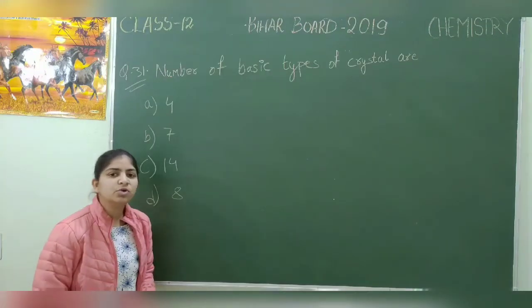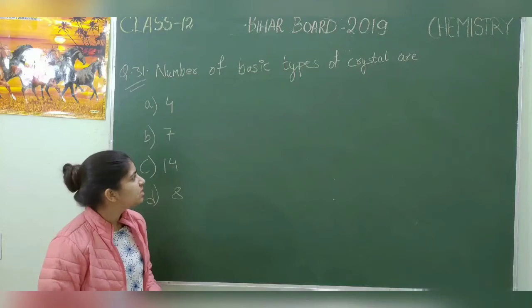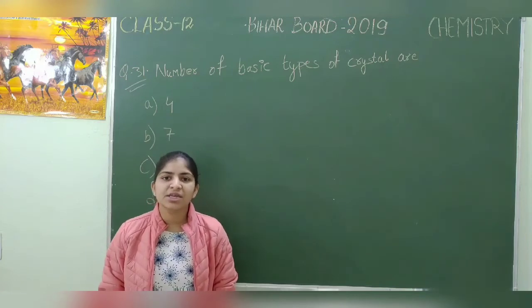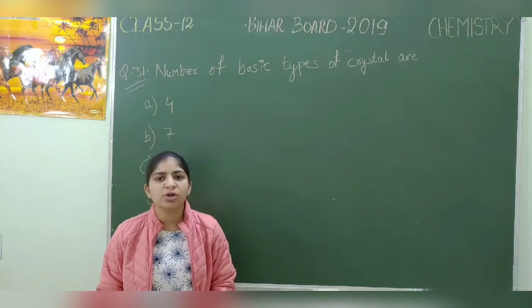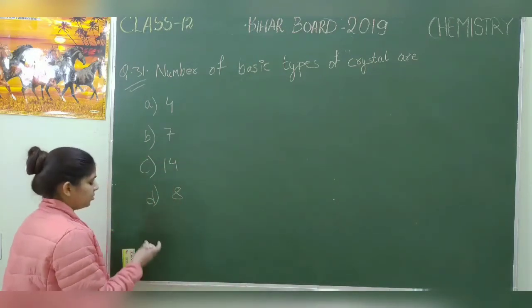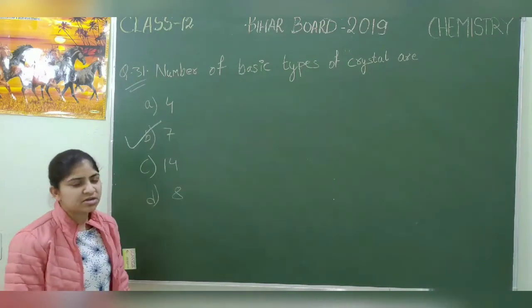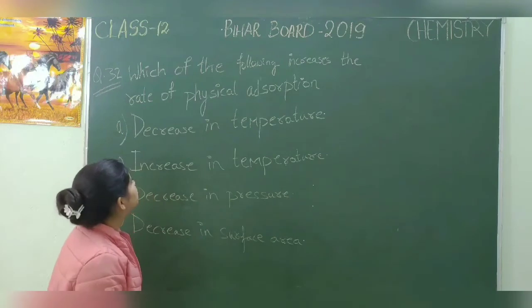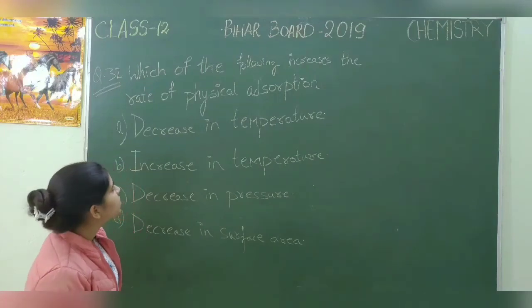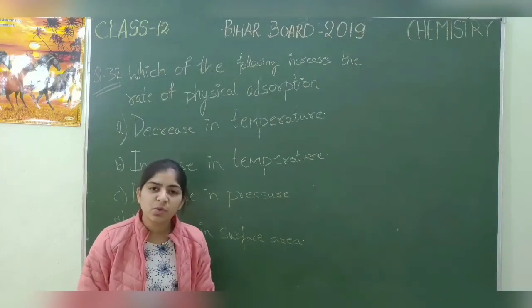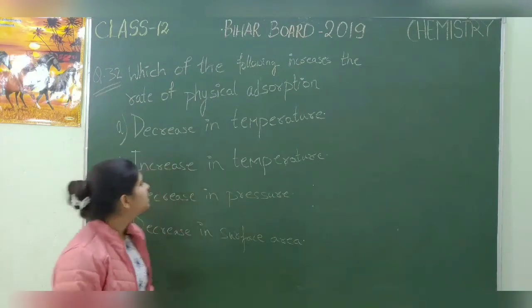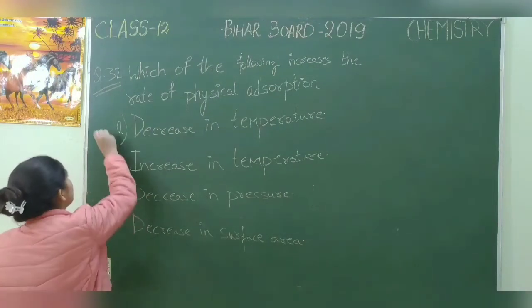Now come to the next question: the number of basic types of crystal is, as we know, 7. They are triclinic, monoclinic, orthorhombic, trigonal, tetragonal, hexagonal and cubic. So there are 7 basic types of crystal. Now you can take a screenshot. Which of the following increases the rate of physical adsorption? As we know, the rate of physical adsorption will increase when there is a decrease in temperature. So we can say that option A is our correct answer. Now you can take a screenshot.